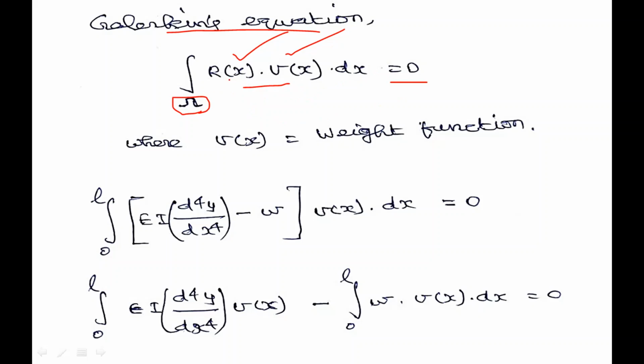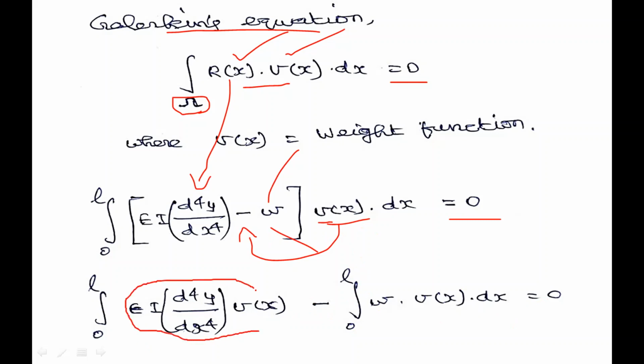We will substitute the R of x of our beam problem: integral 0 to L of (EI d⁴y/dx⁴ minus w) v of x dx is equal to 0. Since w is used for load intensity, we are using v of x for the weight function. When you multiply v of x into this bracket term, the integral is split into two. First, integral 0 to L EI d⁴y/dx⁴ v of x dx, minus integral 0 to L w v of x dx, equal to 0.